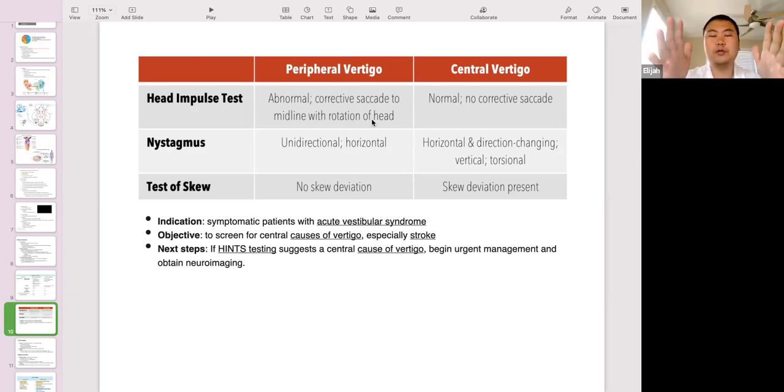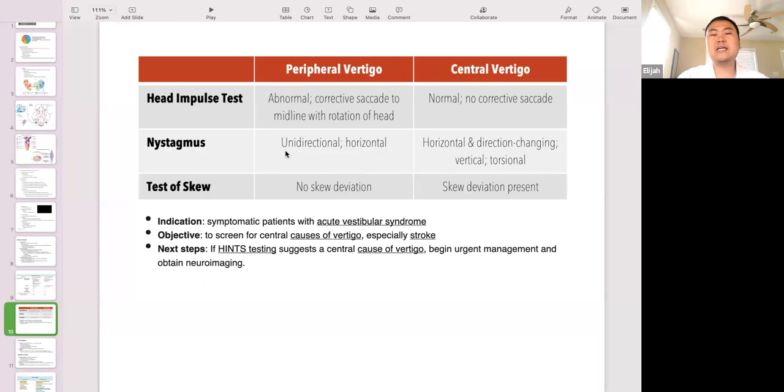It means when the patient is in front of you, you use your hands to move the patient's head right and left, just 15 degrees, I think. You let the patient look at your nose, and you will find that sometimes the patient has the corrective saccade. It means the patient cannot always look at your nose, but will correct it. But for central vertigo, there's no corrective saccade.